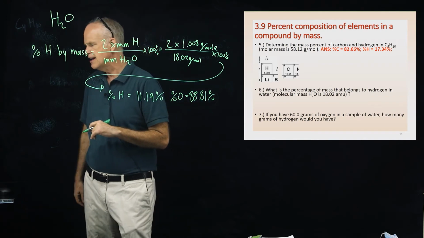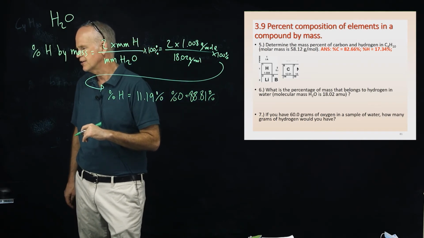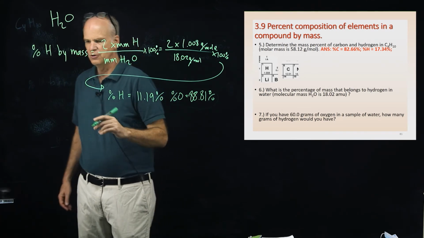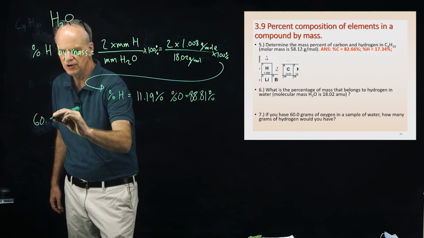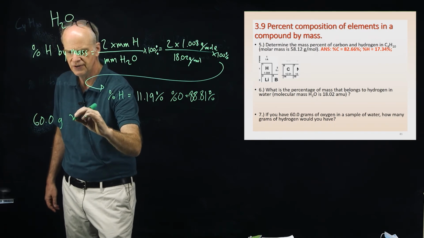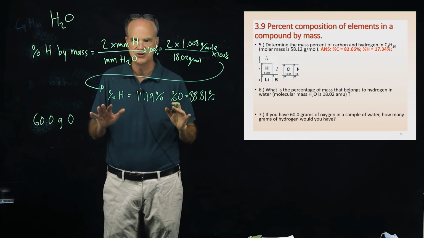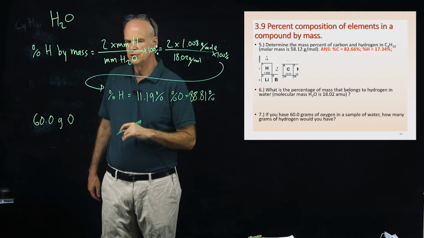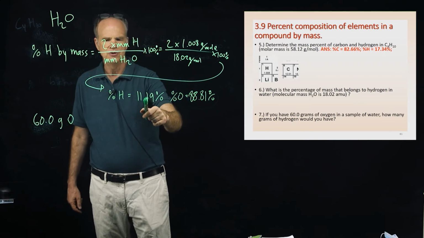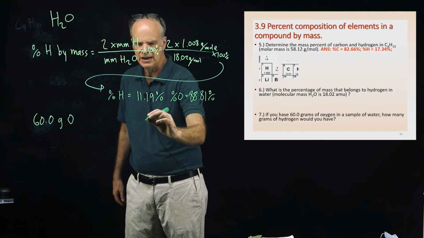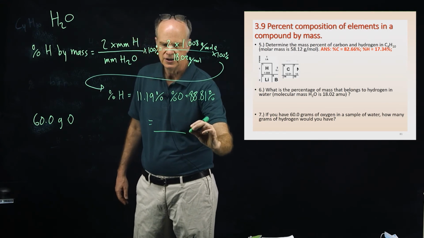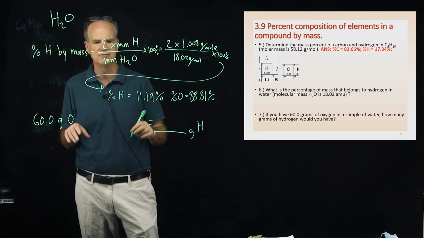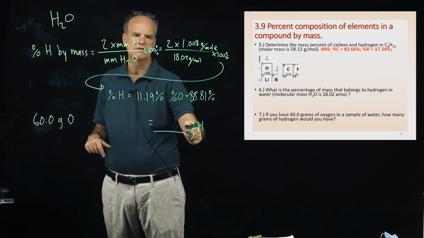Okay, now let's do the next problem since we have that information. It says 7, if you have 60 grams of oxygen in a sample of water, how many grams of hydrogen would you have? Okay, so this is a really good problem. So we have now 60.0 grams of oxygen. And again, this is just oxygen atoms in a sample of water. How many grams of hydrogen would you have in this sample of water? So what we want is an answer in grams of hydrogen. So somehow we have to convert grams of oxygen to grams of hydrogen.